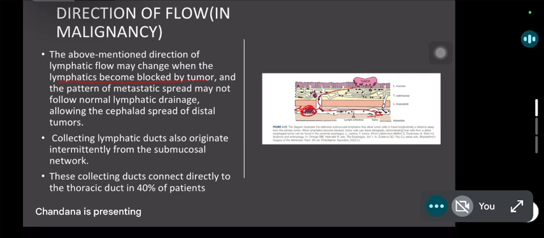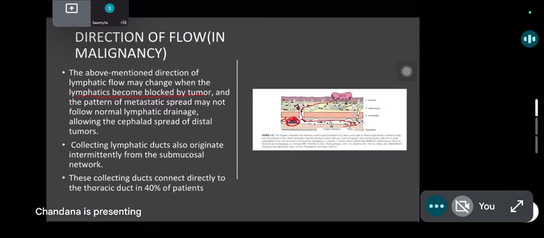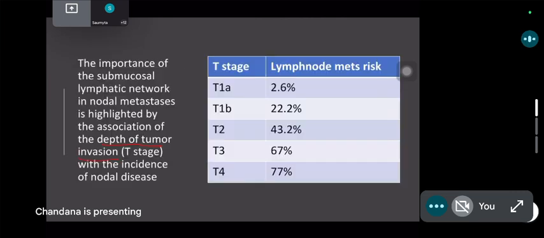So the above mentioned direction of lymphatic flow may change when the lymphatics become blocked by a tumor, and the pattern of metastatic spread may not follow normal lymphatic drainage, following the cephalad spread of distal tumors. Okay, this can be vice versa, like a lower tumor can go to the upper region, and cervical tumors can spread to celiac lymph nodes because of the block in the lymphatics.